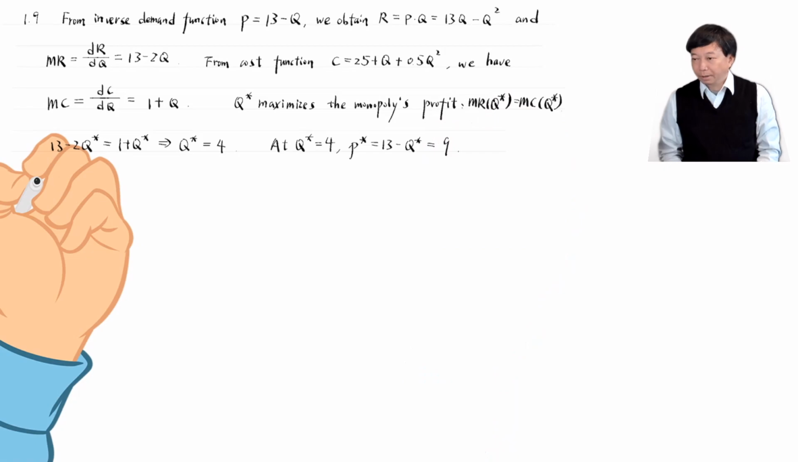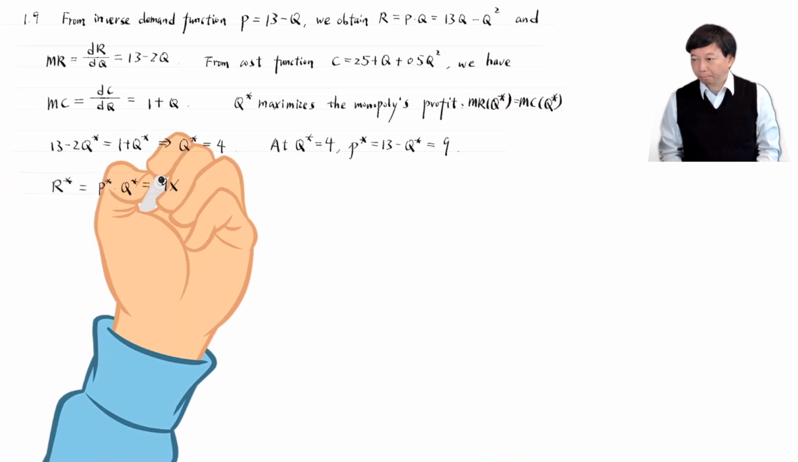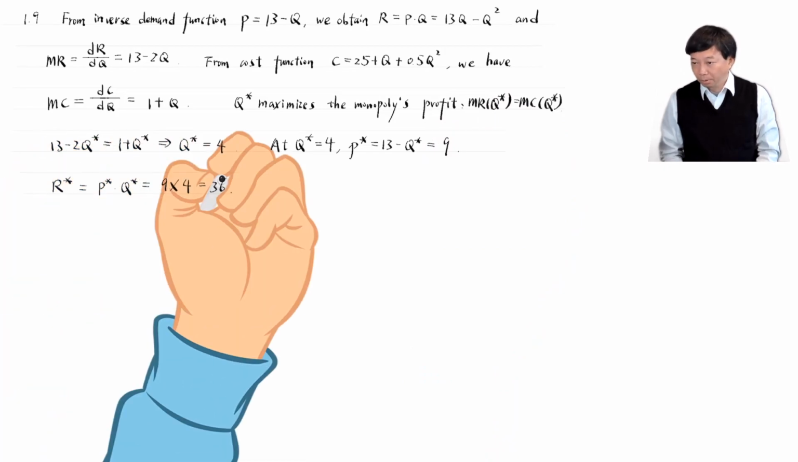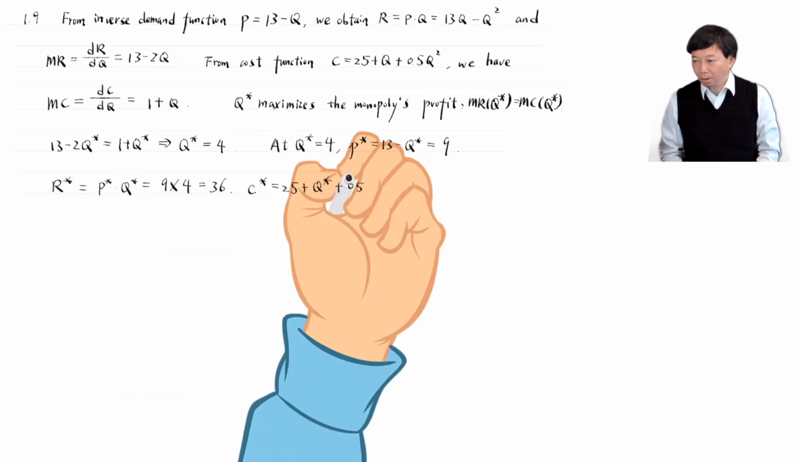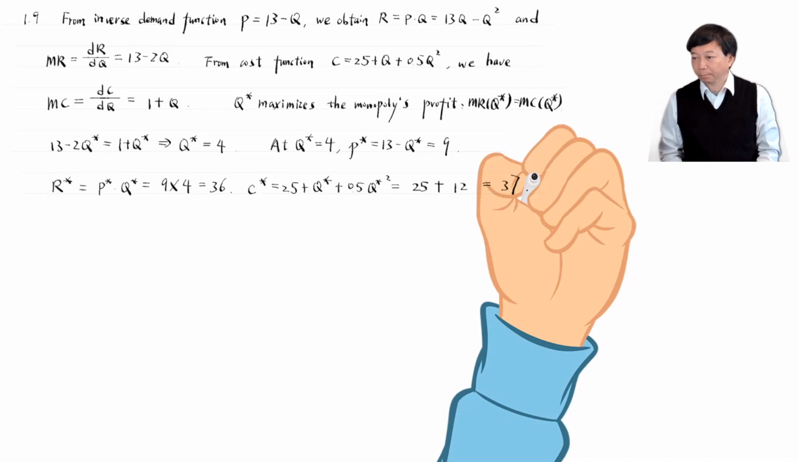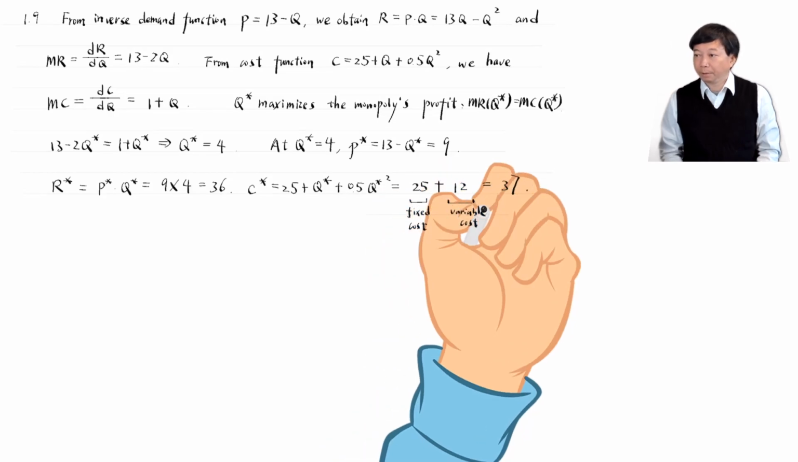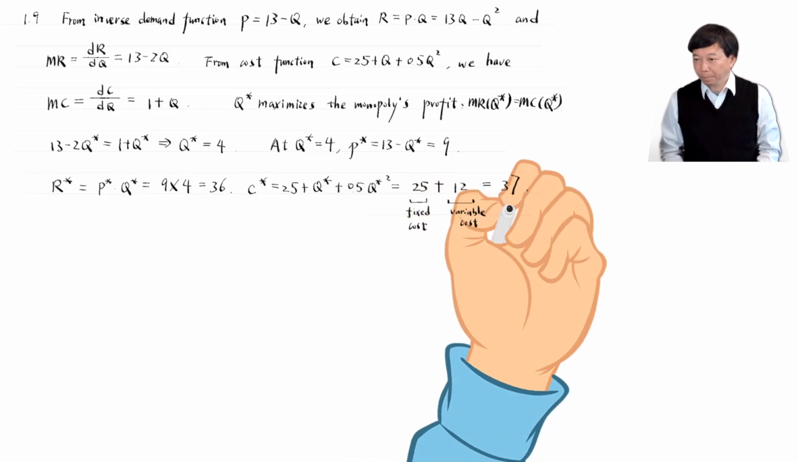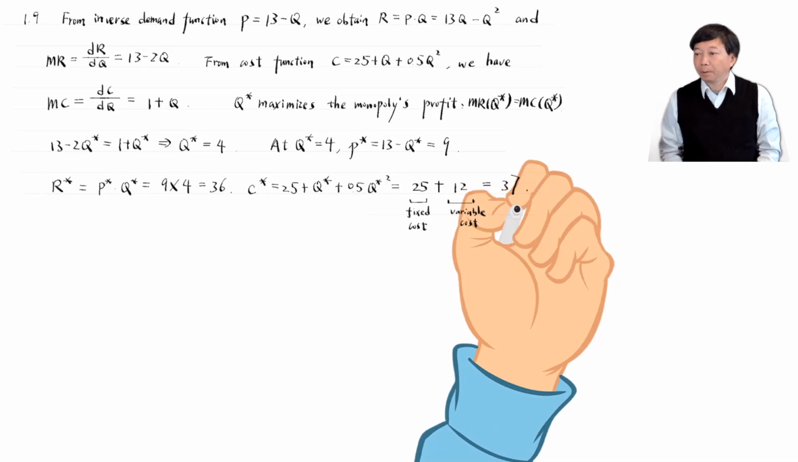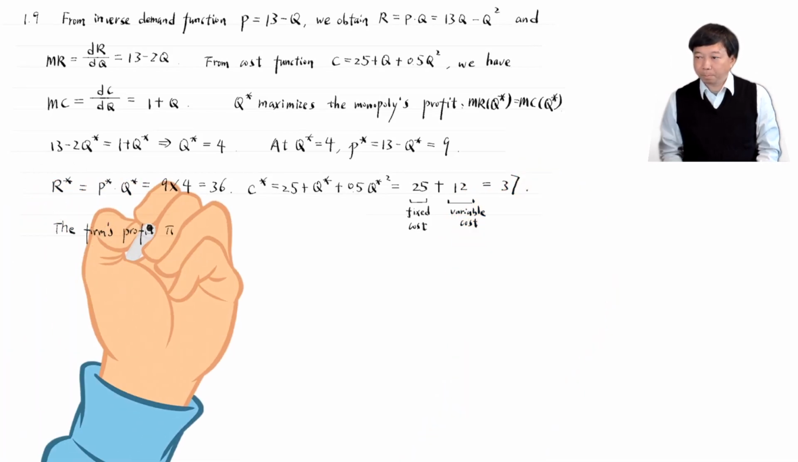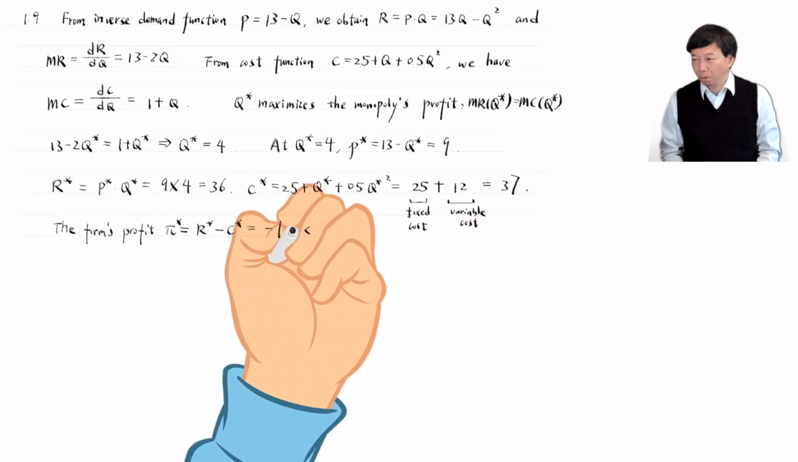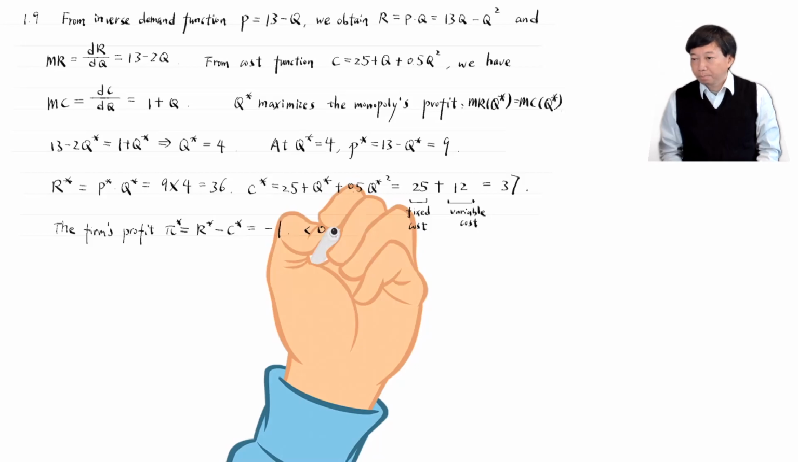Then, we can calculate the firm's revenue at the profit maximizing quantity, 36, and the total cost, 37. Notice that the total cost contains two parts, the fixed cost and the variable cost. The firm's profit equals its revenue minus its cost. It is minus 1.